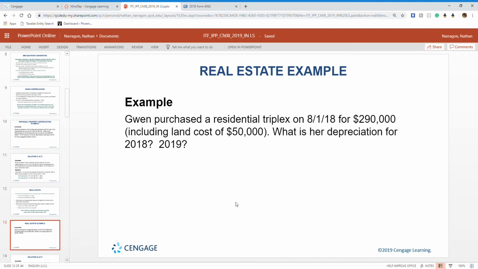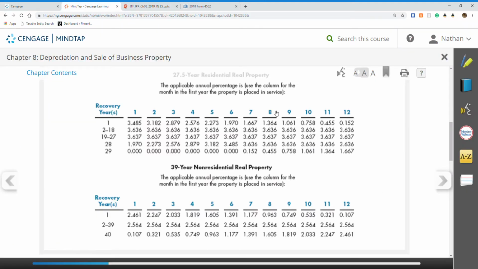But here's our example. Gwen purchased a residential triplex on August 1st of 2018 for $290,000, which includes land cost of $50,000. What is their depreciation for 2018 and 2019? Well, this is something that you have to watch out for. One, it's residential and was purchased in August. So in our table, this is the one that we're going to use. And again, remember, this is in percentage. You have to convert it to decimal form. So watch out.